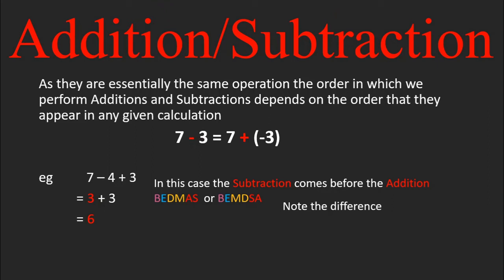Note that this is different from 7 minus, and in brackets I've got 4 plus 3. In this case, even though I see the subtraction before the addition in this calculation, we can't ignore the brackets. We know brackets always come first. So here we would do 7 minus, and 4 plus 3 is 7. So 7 minus 7, and that is 0. You see how order of operations is important? And we always follow BEDMAS order of operations, whether you're reminded to do so or not.